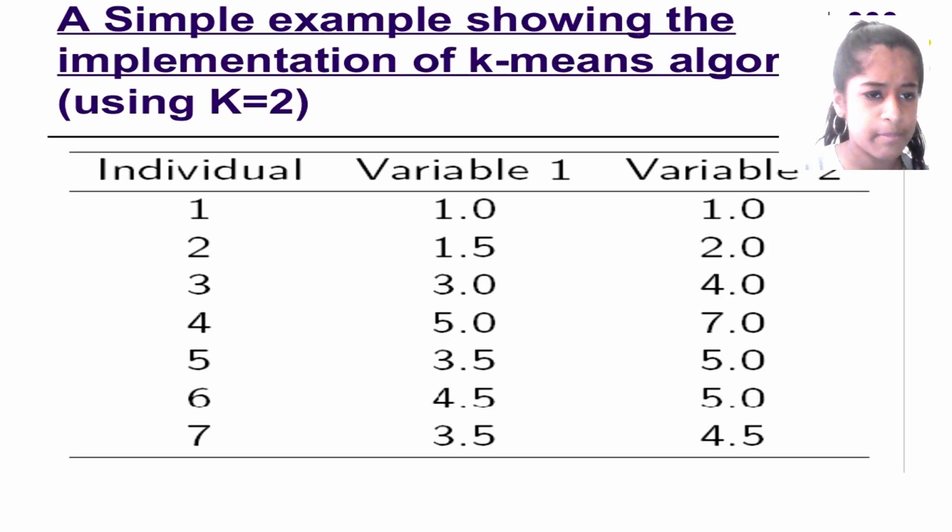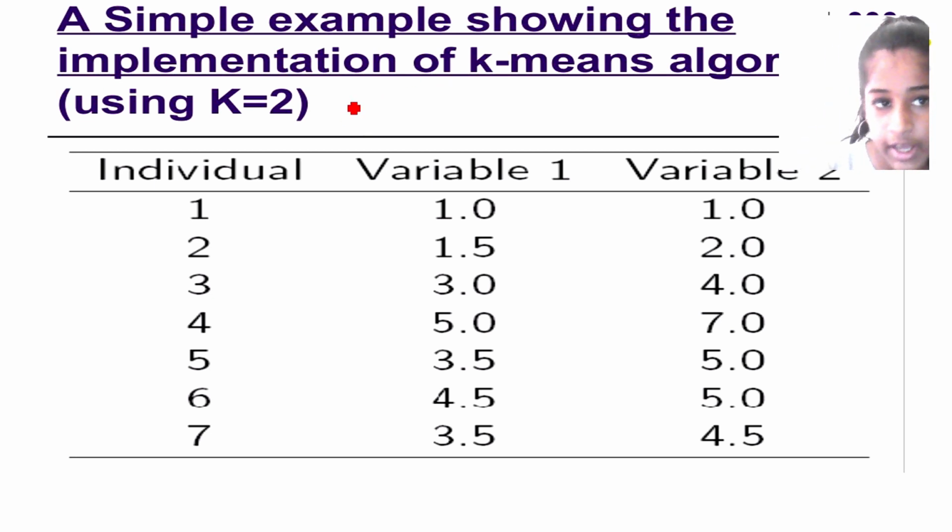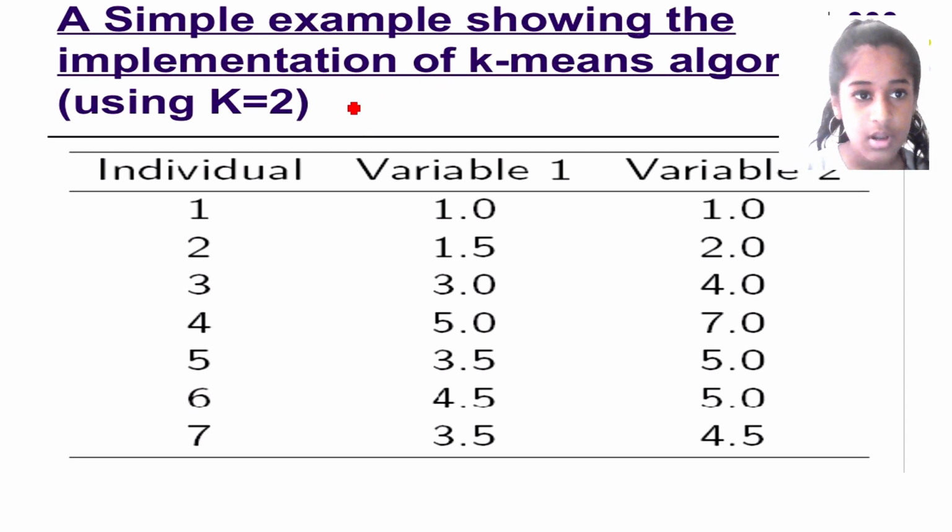So let's see a small example. This is not a real-time example. So here you have a column called individual, then variable 1 and variable 2. These are just values. A simple example showing the implementation of the k-means clustering algorithm. So here we use k value as 2.